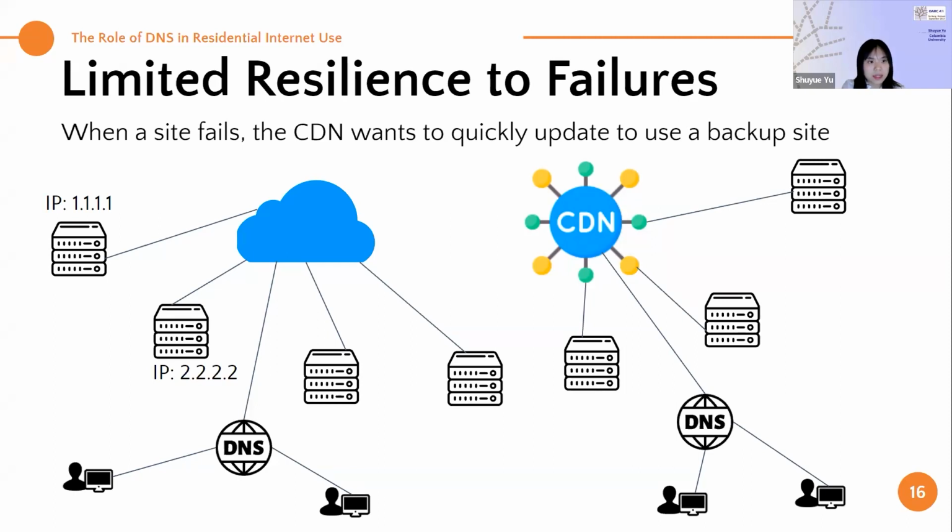When a site fails, the CDN wants to quickly update to use a backup site. Let's see an example in this figure. In the beginning, the DNS resolver tells the client to use the server with IP address 2.2.2.2, but then the server fails. So now the updated DNS record tells the client to use the server with IP address 1.1.1.1, which is a backup site. But the client will only use the backup site when the cached record is evicted and a new record is received.